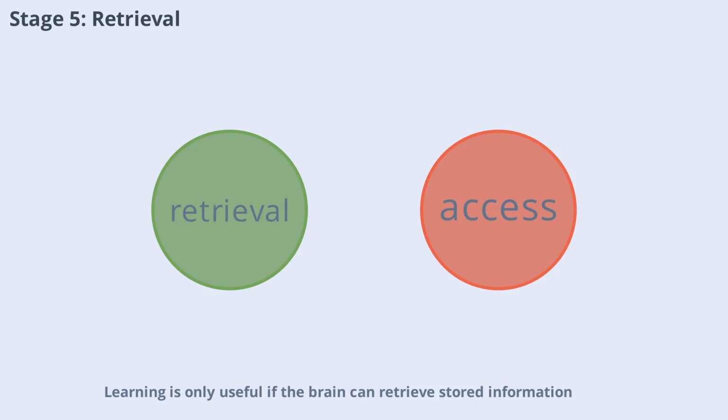Learning is only useful if the brain can retrieve stored information. For example, a student may have memorized multiplication tables, but during a test they must recall the answers quickly. If retrieval is slow or inaccurate, the student may struggle even if the information is stored somewhere in memory. Let's look at a real-life example of retrieval.